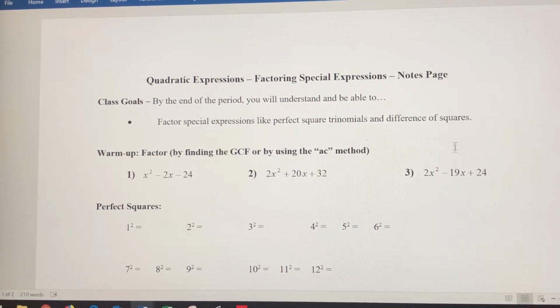Okay, so in this video, we're going to talk about factoring special expressions. There are two special expressions we're going to look at for today, one in this video and one in the video that will follow. First, we're going to start with perfect square trinomials, and then we'll go over difference of squares. This is still when we're factoring quadratics or things of a quadratic nature.